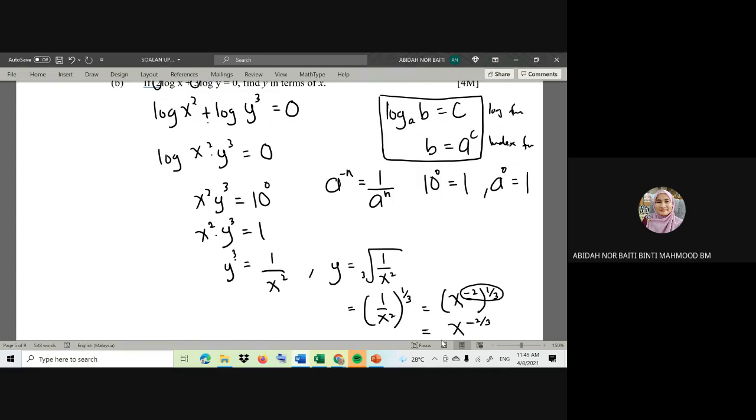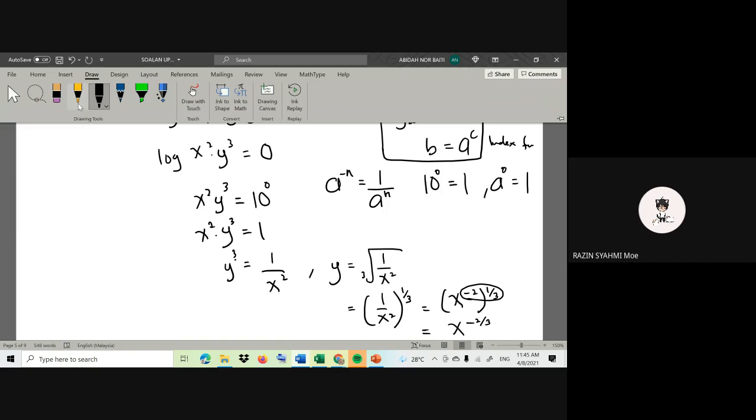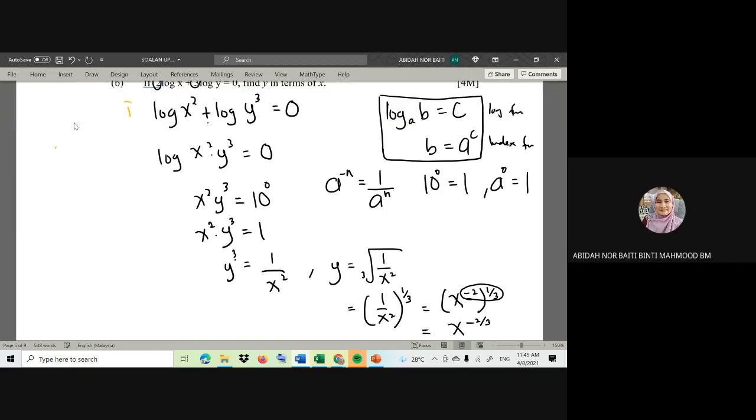Any questions for log? No question, madam. Okay: apply law number 3, law number 1, change to index form, simplify, and let Y be the subject. That's all it wants.